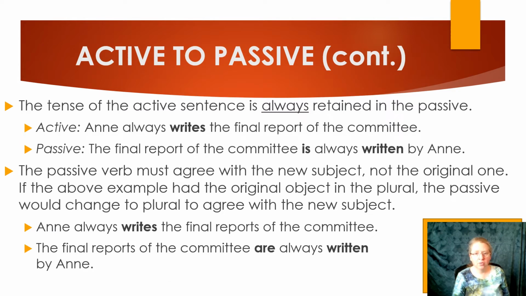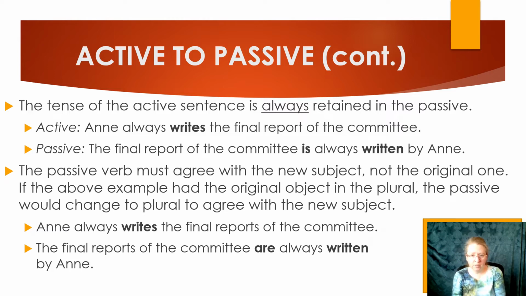Okay, so something we need to remember is we always have to keep the same verb tense. Okay, when we change something to the passive, we can't change the verb tense. So let's take our example sentence and see what it would be like if the active sentence had a different tense. So let's go to the present. Anne always writes the final report of the committee. In the passive, that would be the final report of the committee is always written by Anne. So we've respected the same verb tense when we change to passive.